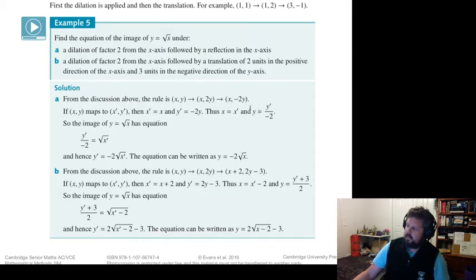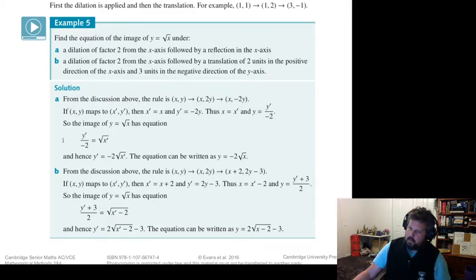Once you have these things rearranged, to find the image of y equals square root of x, where you've got the y and where you've got the x in this equation, you're going to substitute in what these new values are. So here y is now y dashed over negative 2, so we've substituted that in. And here where x is, we substitute in x equals x dashed. Cool.